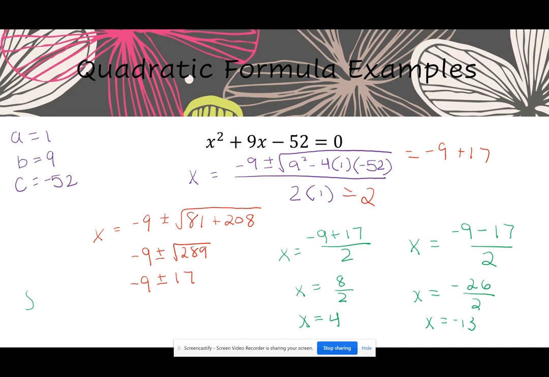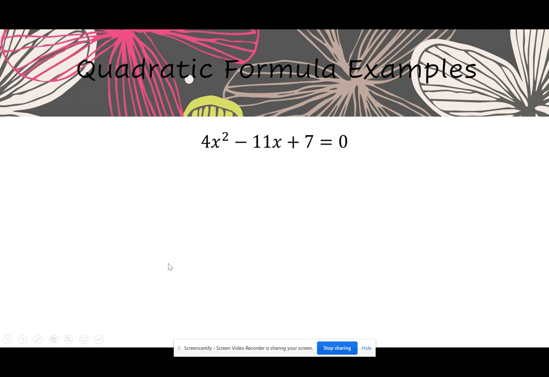And again, you're going to write your final answer in the brackets. So for 4 and negative 13, again, it doesn't matter the order. But that is the quadratic formula. We're going to look at a few more examples. It is a lot of work, but like factoring, not all your equations will be factorable. The quadratic formula will always work.